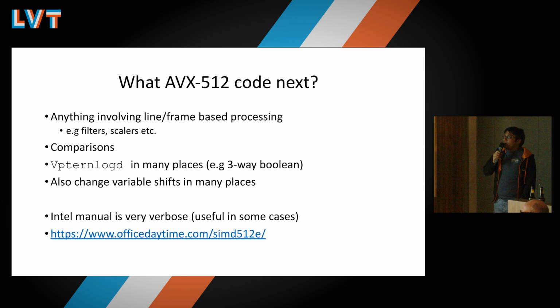So what's next? Just to be clear, this is the simplest of the simplest in V210. But anything that's really doing processing across a line or a frame, so anything that's doing video filtering, scaling, anything that's doing comparisons. Haven't really talked about comparisons, but comparisons are really interesting because there's lots of use cases for this, not just in multimedia. VP turn log D, lots of places where they're doing variable three-way booleans, so you can use VP turn log D. Variable shift is very commonly used. You need to shift data via different variable amounts. You can move those very easily.